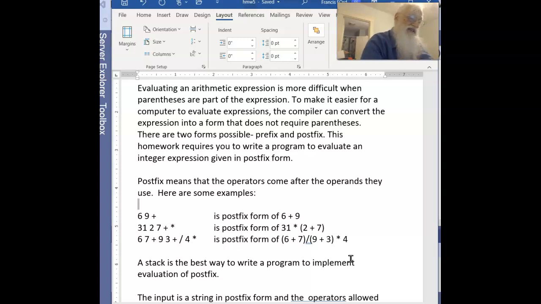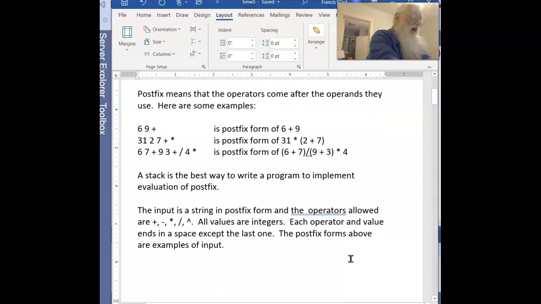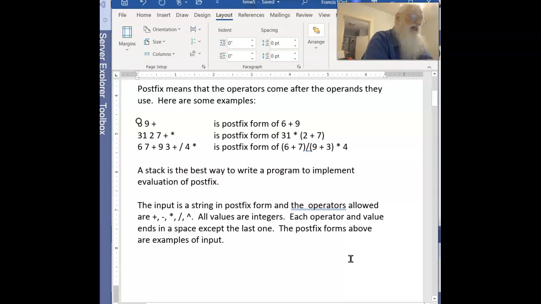Well, a stack is the way to do this. There's no doubt about it. But this needs to be a stack of integer. So the input is going to be a string in postfix form. And we're going to allow plus, minus, times, divide, and exponentiation. Since we're allowing exponentiation, you're going to need the CMath include, because that's where you get the pow, which makes it possible to do exponentiation.